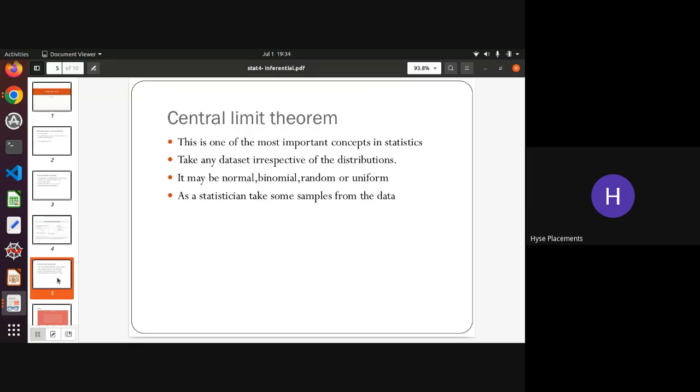This is one of the most important concepts in statistics. Take any data set irrespective of the distributions. It might be a normal distribution, or a binomial distribution, or some uniform or random distribution as well. Okay, random distributions we haven't discussed, right?